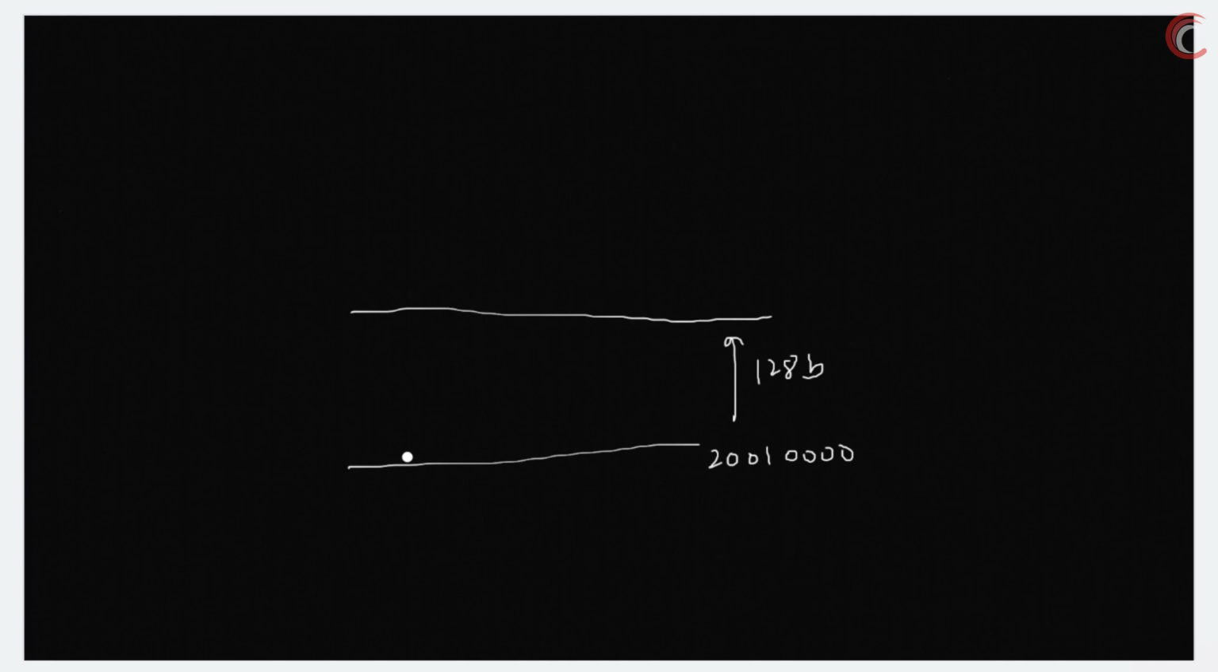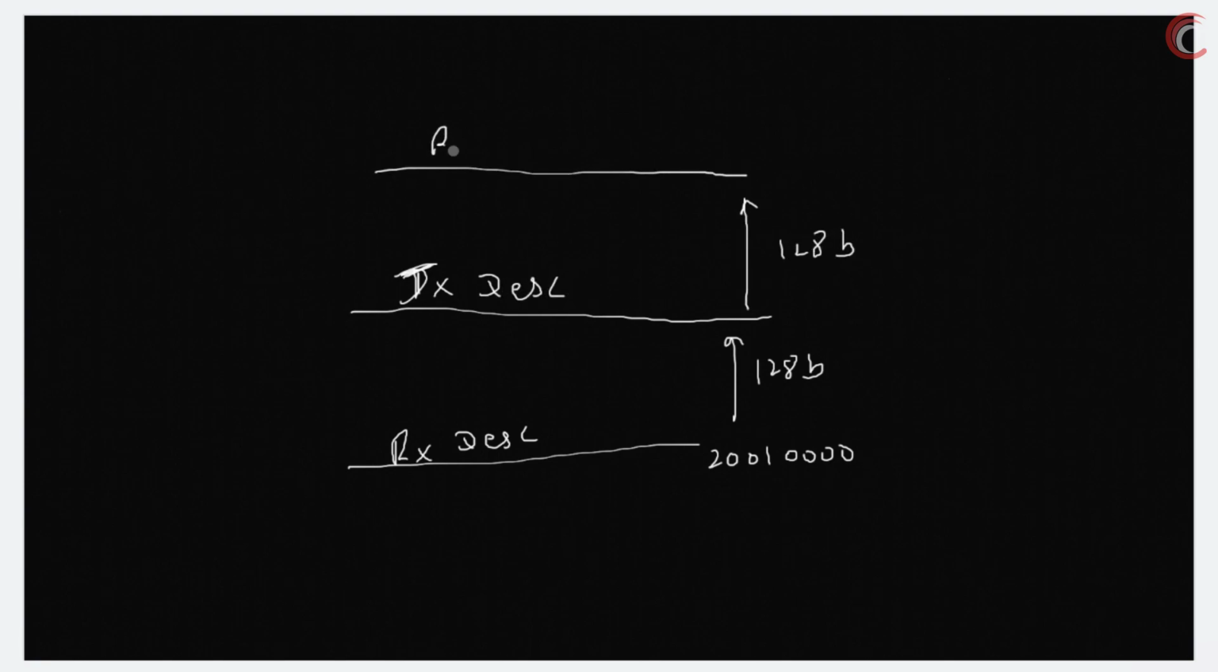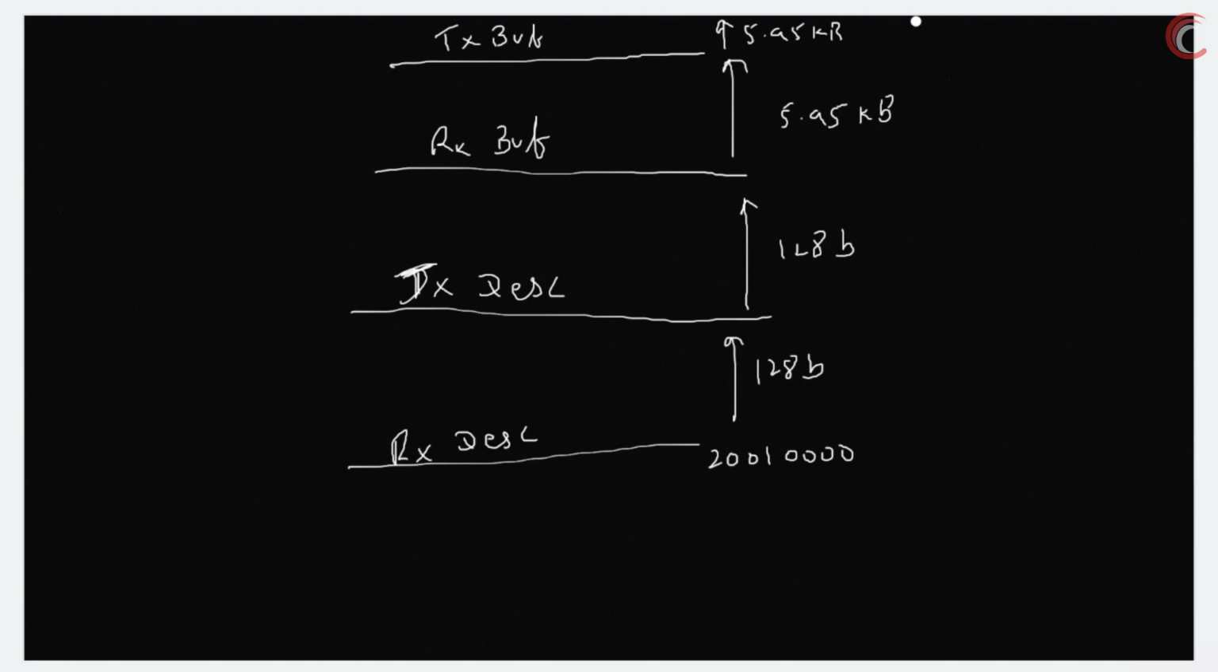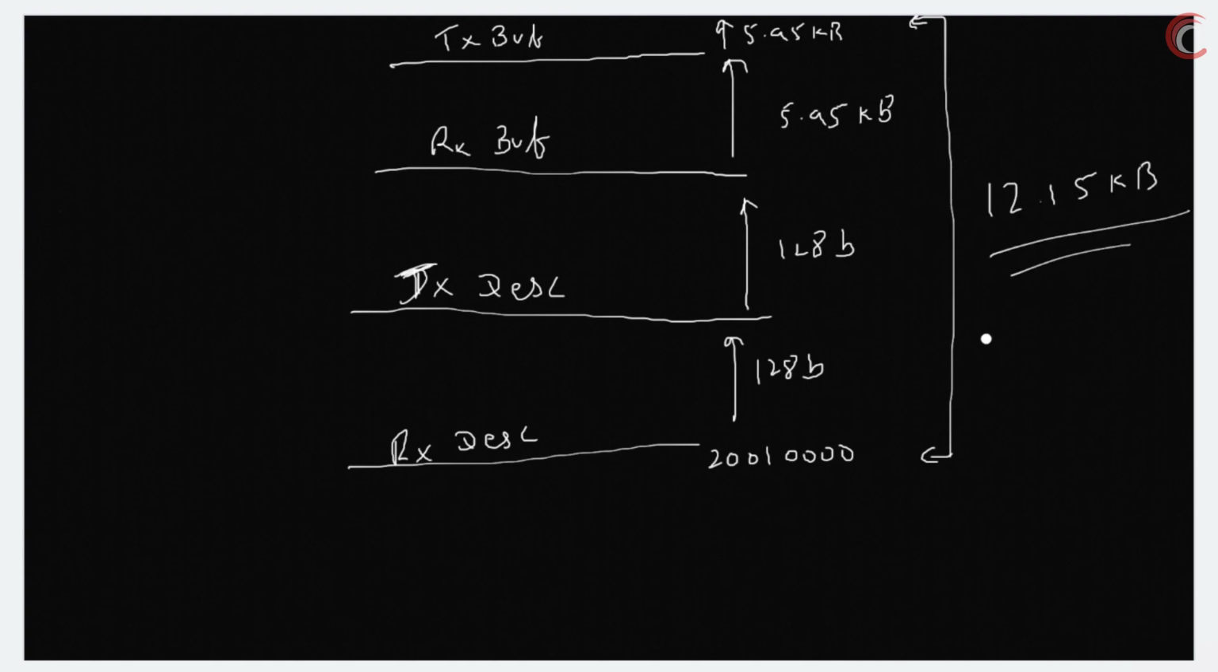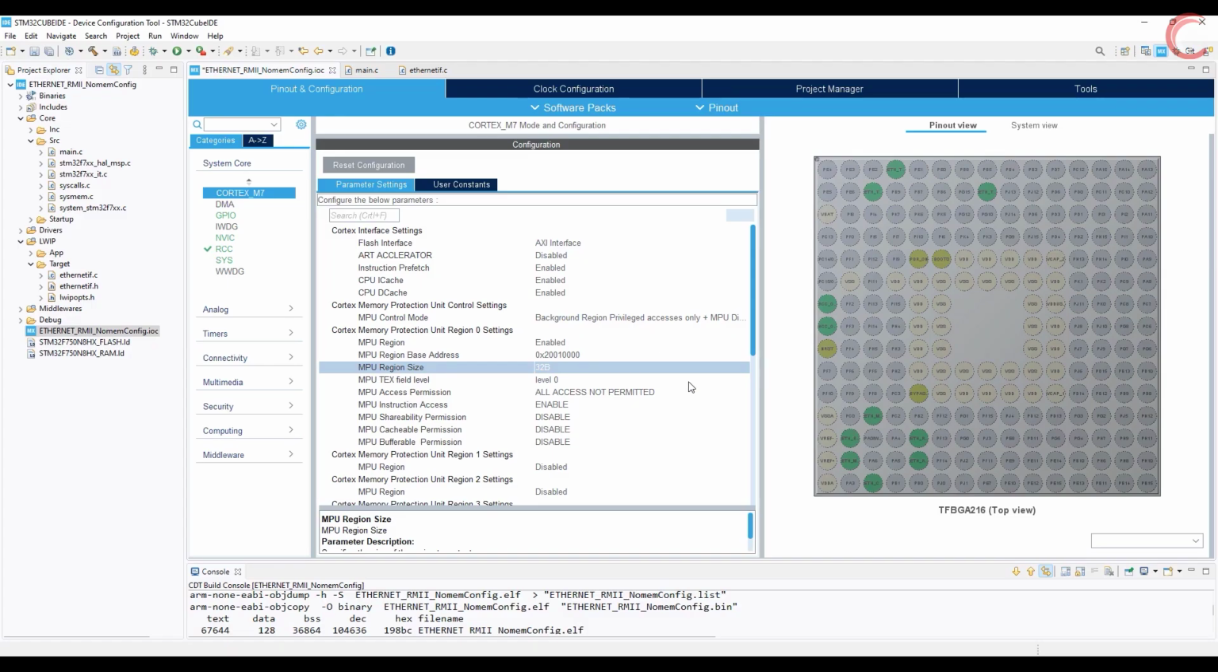And here we will keep the DMA RX descriptor. This will occupy 128 bytes. And there we will keep the DMA TX descriptor, which will occupy another 128 bytes. Then we have the RX buffer and the TX buffer. They both are taking 5.95 kilobytes of memory each. Altogether, they will take 12.15 kilobytes of memory. So in the MPU configuration, choosing a 16 kilobytes region will do the job.